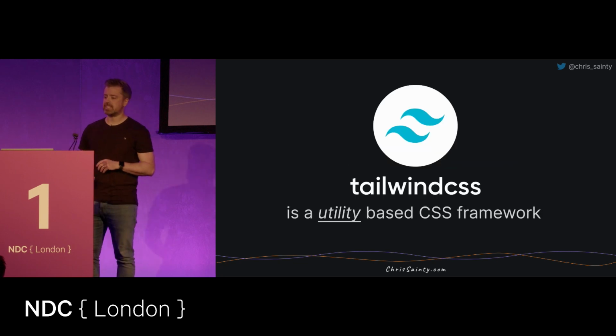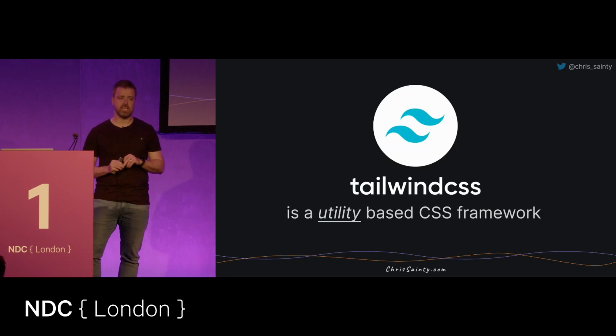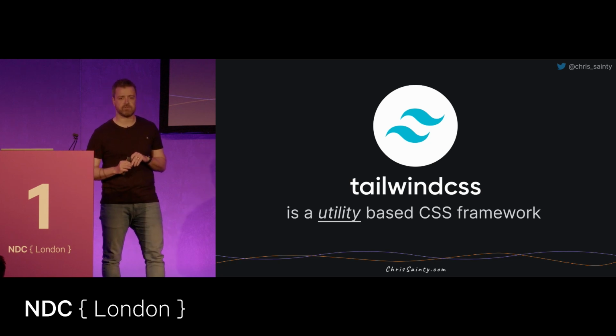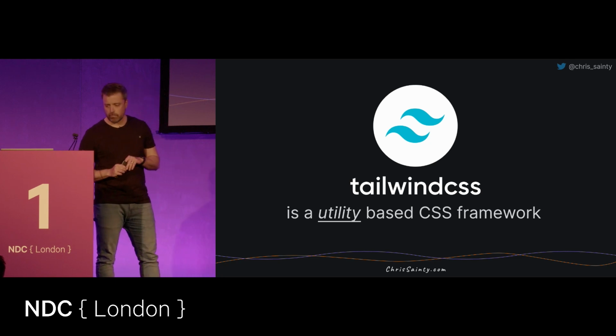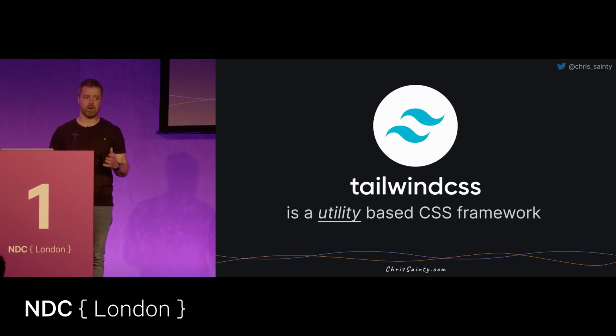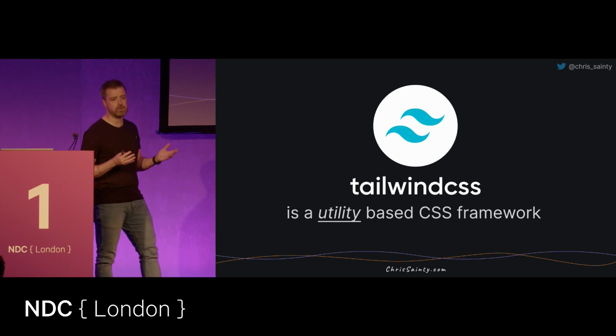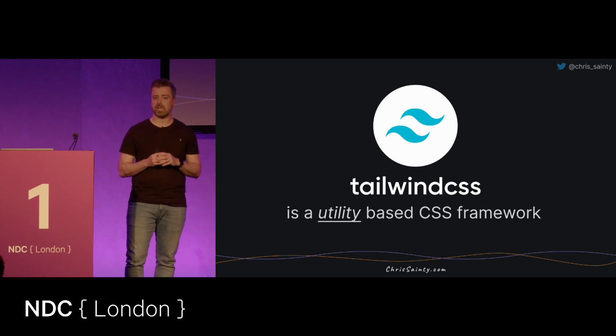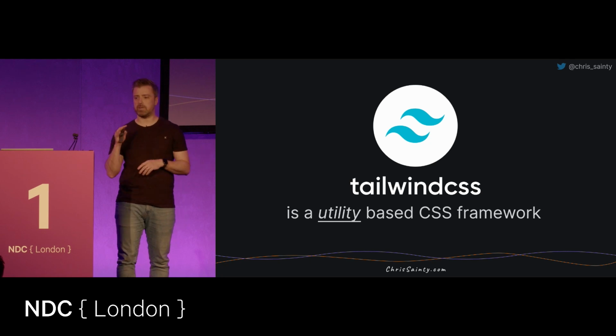So what is Tailwind CSS? Well, Tailwind CSS is what's known as a utility-based CSS framework. What this means is that Tailwind is full of lots of atomic style classes, okay? They're very small, very, very focused. Usually they're focused on a single CSS property, okay? So you add a single class to manipulate a single property.